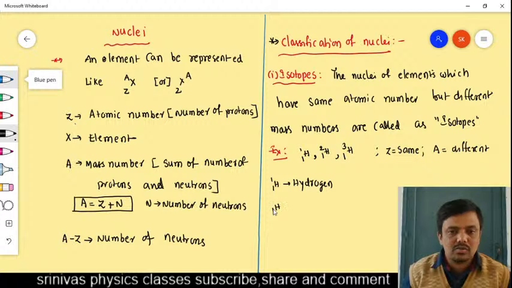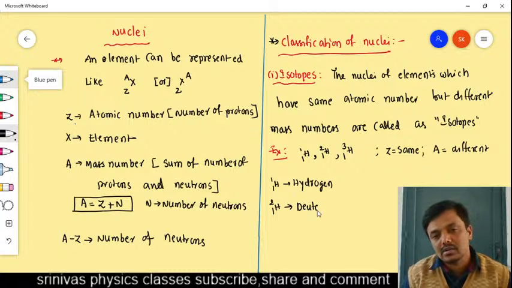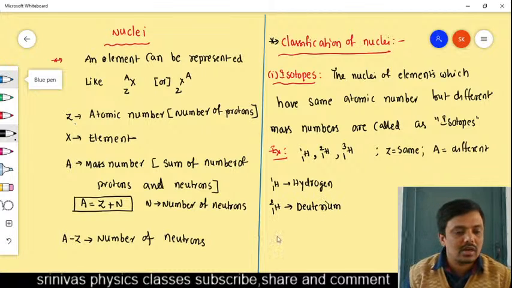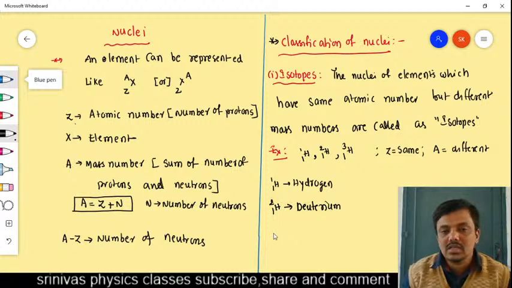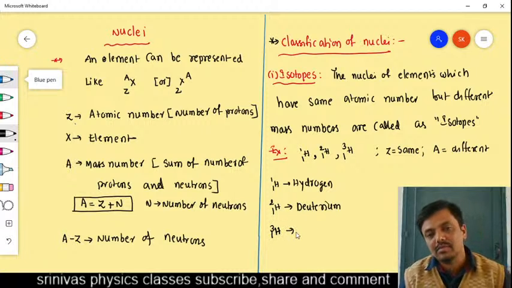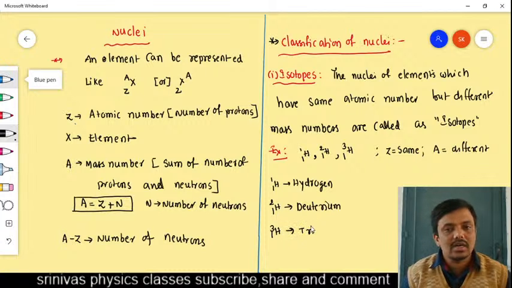Next, 1H2. What is the name of this 1H2? Deuterium. 1H2 is called deuterium. And what is 1H3? 1H3 is called tritium.